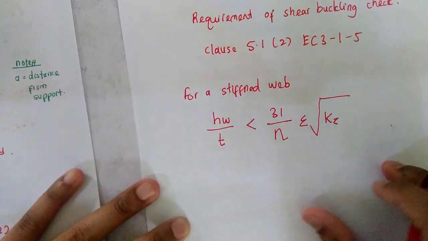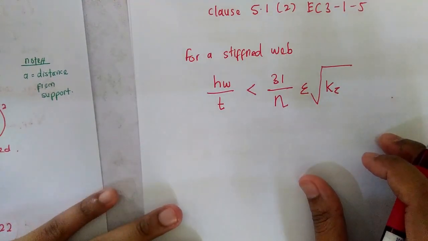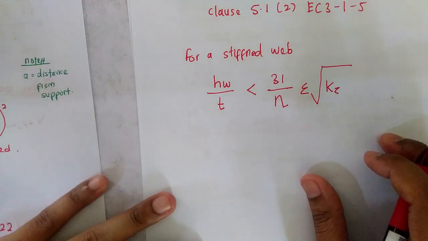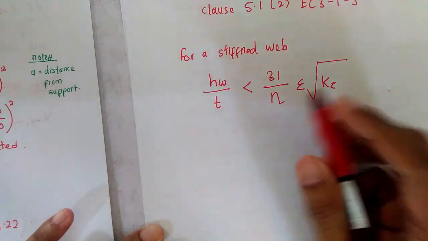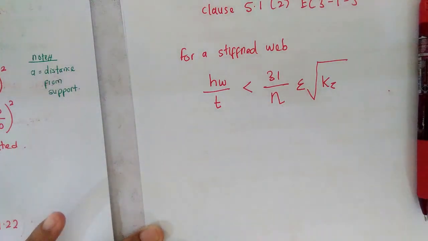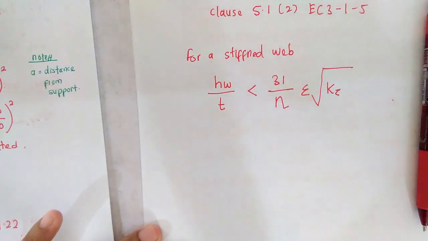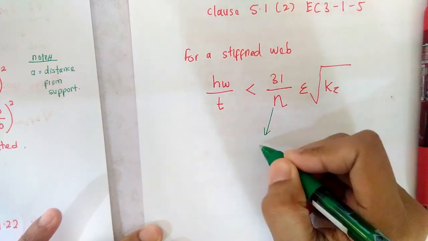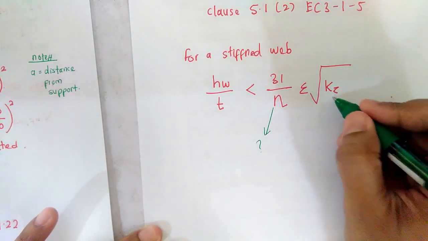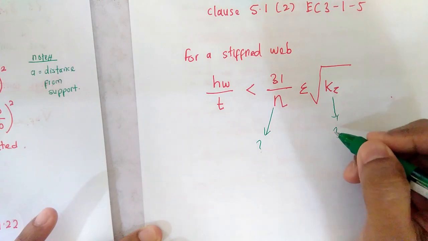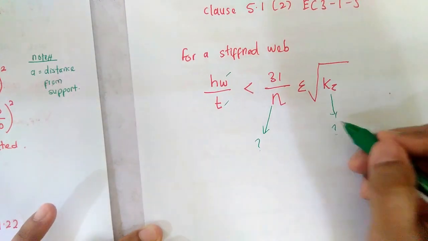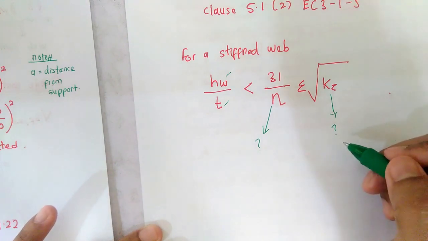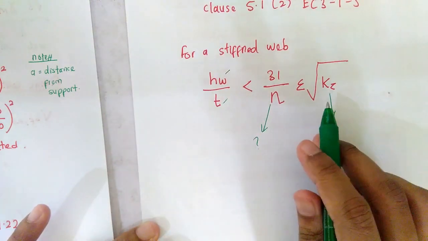All right, so in this particular case, we need to know what is our eta. Okay, let me continue with this. What is our eta and what are these factors, because here definitely we know it already. So let's find this parameter and check for a stiffened web.